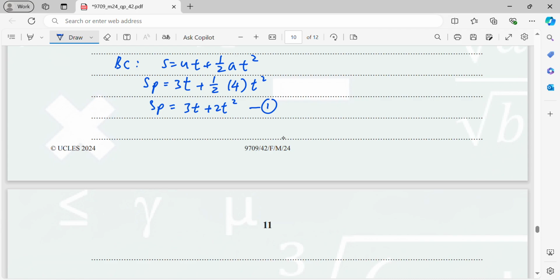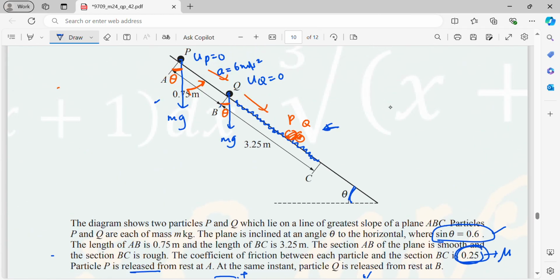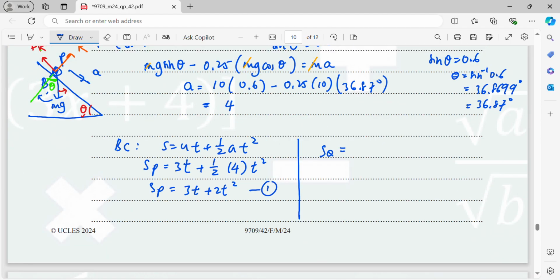Now for the SQ, the distance traveled by the particle Q. So now we consider when starting from B. So when starting from B, the initial speed is 0 for the Q. Therefore, UT plus half AT will be 0 times T plus half. Okay, the A is still 4 because it is the same rough plane, which is 4. And then now the T, remember, the T here means the T counted when the P reaches B. So here is the T.